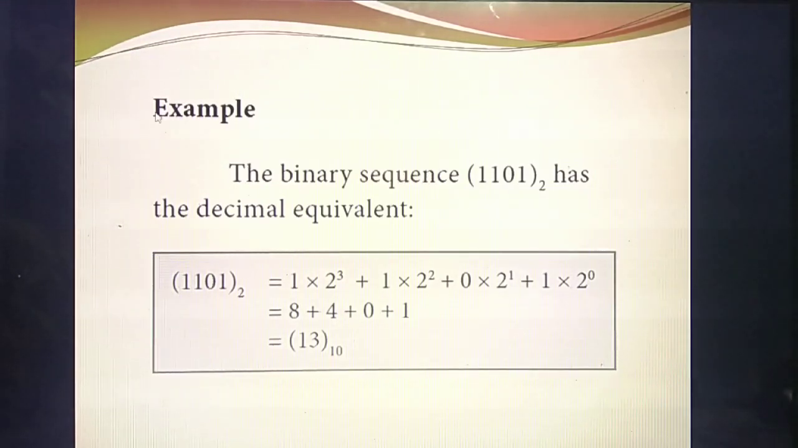Write the question: Convert (1101) base 2. Likewise, convert this number into decimal. Write it inside the bracket as it is, 1101 with base value 2, into decimal. Now listen carefully, afterwards we can write.